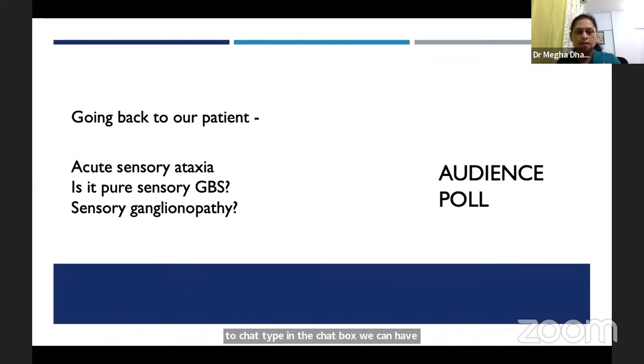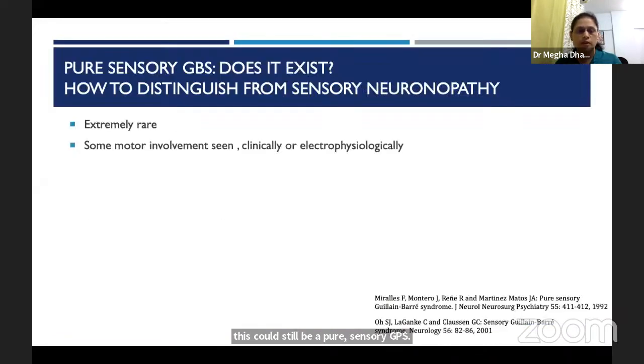I mean, we've discussed sensory ganglionopathy, but could this still be a pure sensory GBS? And he responded to IVIG, is one thought I was having when I was going through the literature. There are a few papers which talk about pure sensory GBS. Does it really exist? And how to distinguish it from a sensory neuronopathy? So this is an extremely rare entity.